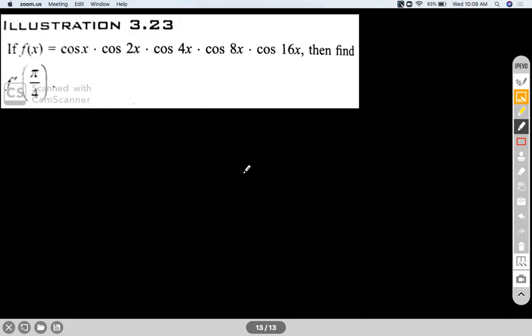Sir, this is just a lot of product rule, right? Yeah. But you have to be smart here. You don't have to actually use the product rule. First, simplify this. That's my trick. That's my hint.